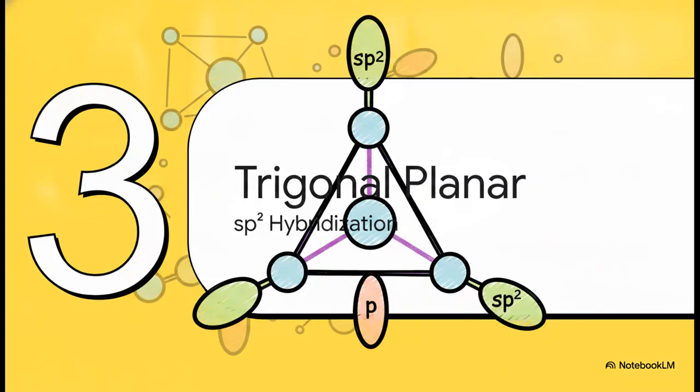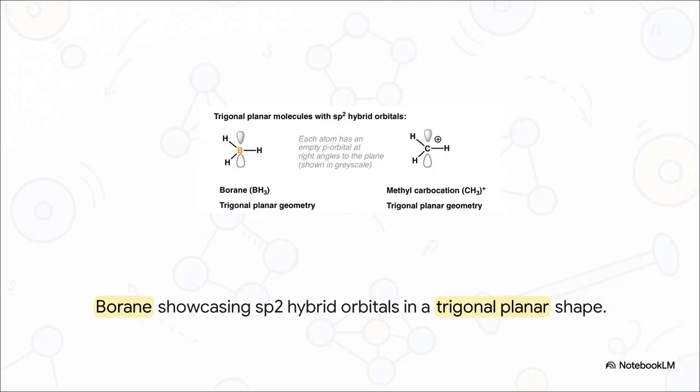Section 3. Trigonal planar, sp2 hybridization. Let's step things up a notch and see what happens when we mix a bit more paint into our bucket. In this scenario, we're mixing one s orbital with two p orbitals. Take borane, or BH3, for example. Because three hybrid orbitals are created, they lay out perfectly flat in a single plane, pointing toward the corners of an equilateral triangle. We call this a trigonal planar geometry.